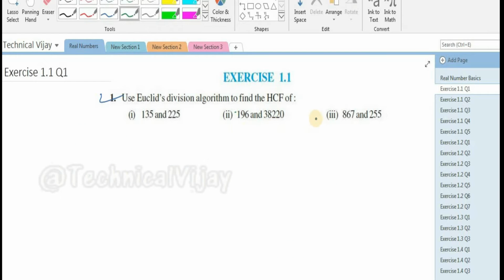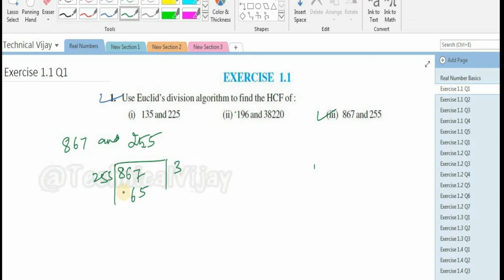This is the answer. Now we will solve the third portion, that is 867 and 255. The biggest number is 867, so we divide 867 by 255. 4 would exceed 1000, so we will go for 3. 3 fives are 15, 3 fives are 15, 3 twos are 6 and 7, so the remainder is 102. Now this is written in the form 867 is equal to 255 into 3 plus 102. The remainder is not equal to 0, hence we will go for further solution.